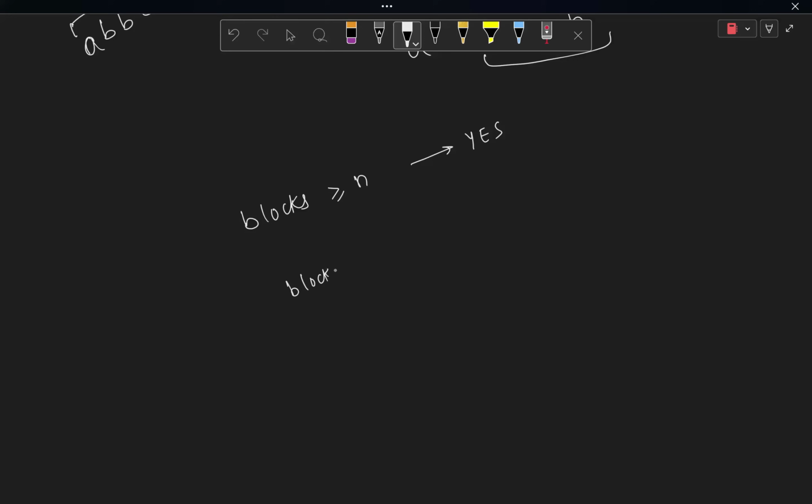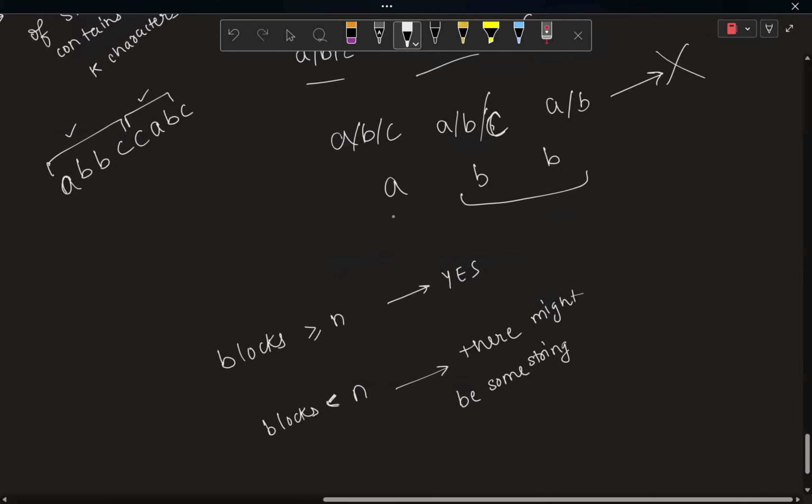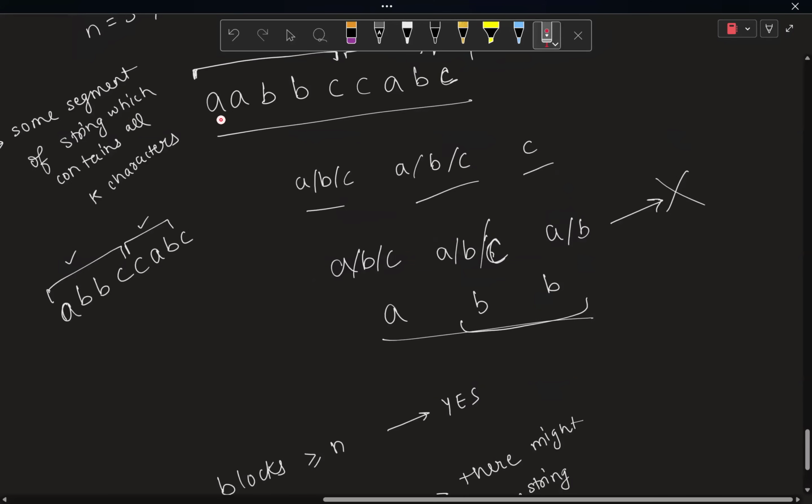If the number of blocks is less than n, there might be some string that is not a subsequence. We just noticed one more thing, that we cannot blindly write any string. If we just blindly write any string like AB, it might not be there. We have to be smart.